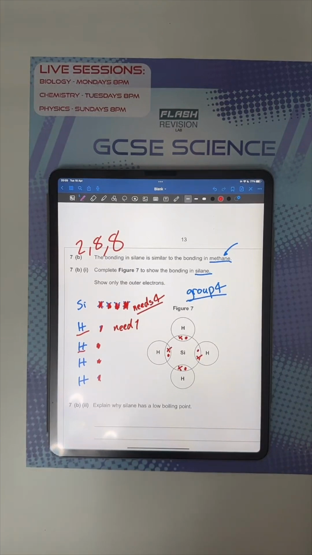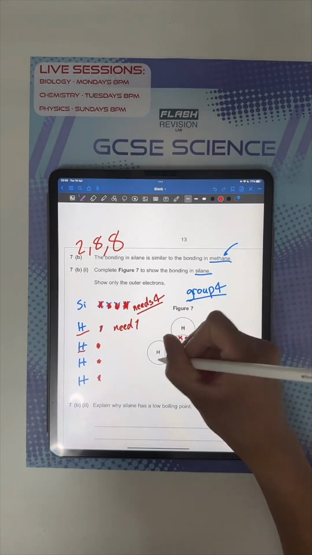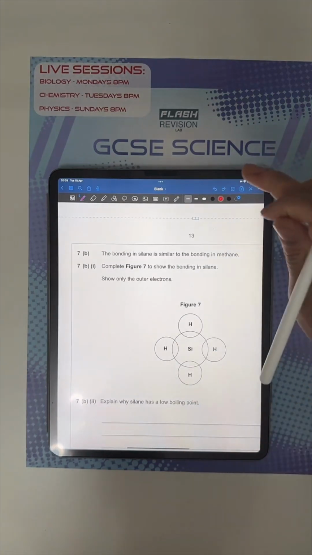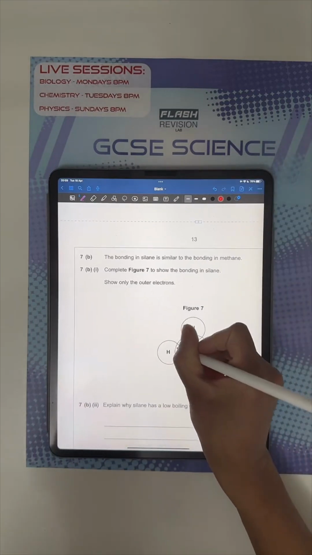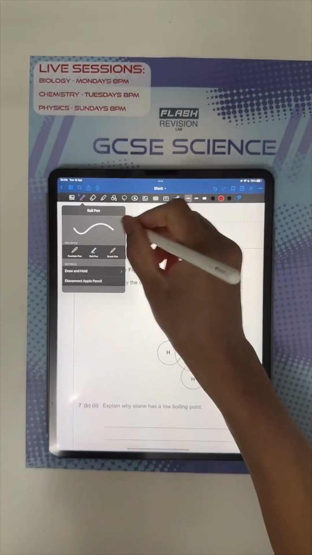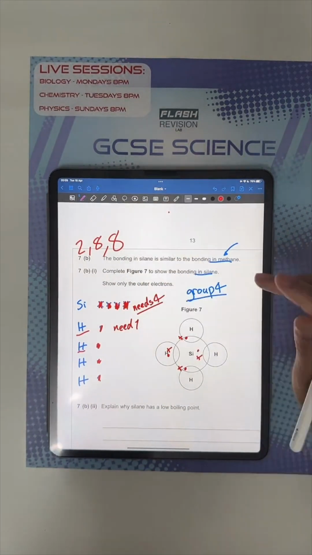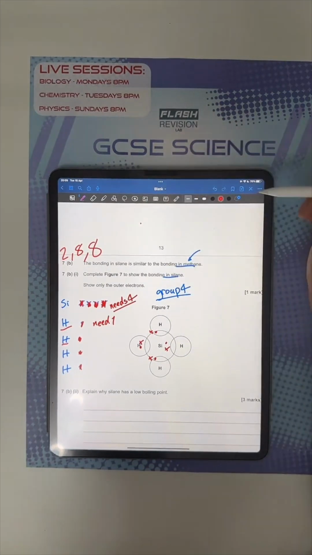And now just to check, we need to check that each one has a full outer shell. This hydrogen has 2, this hydrogen has 2, this hydrogen has 2. Don't know what just happened there. Okay, let me just redraw that. Sorry about that. Oh, it's back. This hydrogen has 2. Ooh, everything's just moved around.